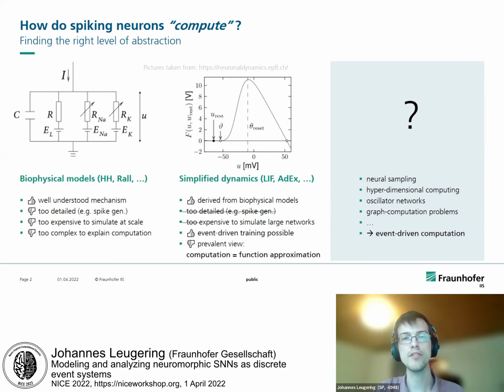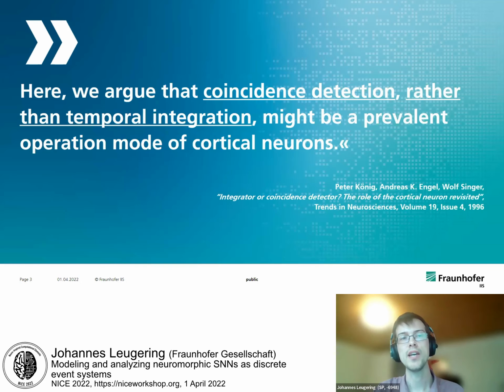I want to motivate this from the biology side, because if you go through the literature and see how people actually talk about the behavior of neurons, you often find statements like this one here. This is from a paper from '96, where the authors argue that spiking neurons do a lot of coincidence detection, and that temporal integration is maybe one feature of the neurons, but not the only interesting property. The reason I find this interesting is that if we really care about coincidence detection primarily, we don't need to even model the dynamics of the neurons in any sort of detail.